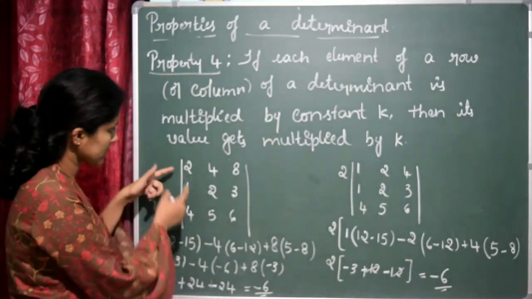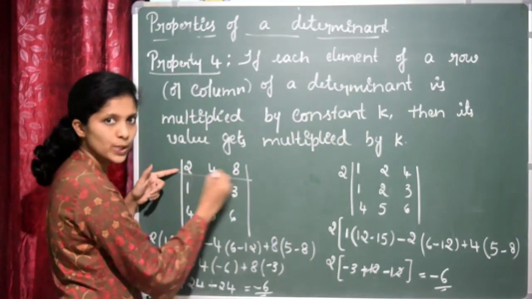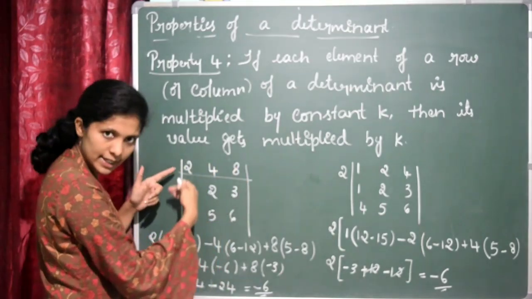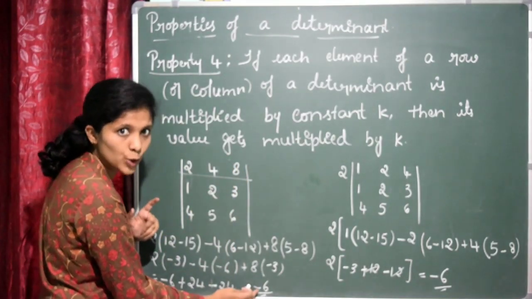Here I have taken one example. Here 2, 4, 8 I have taken. Here you can see this one. Here 2 is common, right? If I find that directly, I can expand this one. If I expand this, the determinant value is equal to -6.